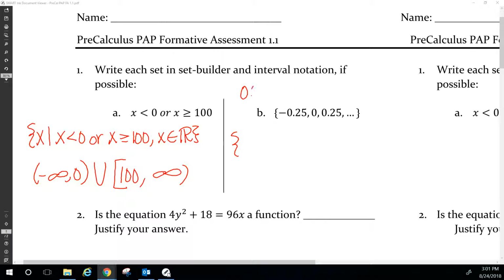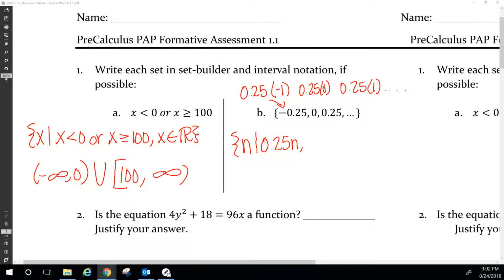So I think 0.25 is going to be the coefficient in front of it. And I think if I can recognize this as 0.25 times negative 1, the next one would be 0.25 times 0, and then 0.25 times 1, dot, dot, dot. So this is going to be the set of all n, such that what it's going to spit out is 0.25 times n. Now, what has to be true about n?